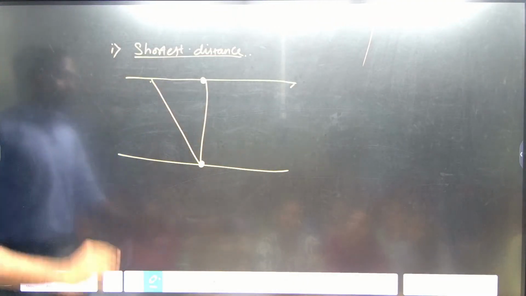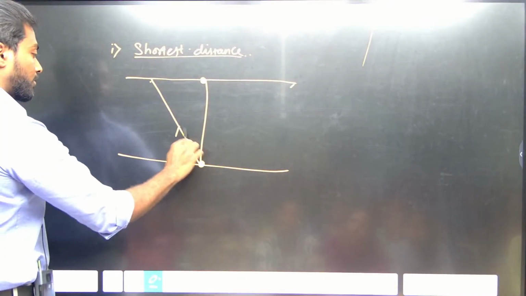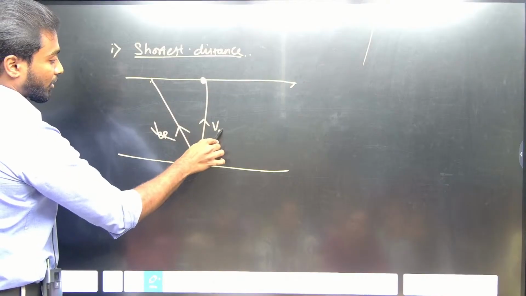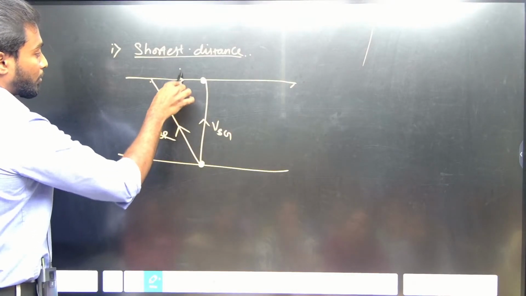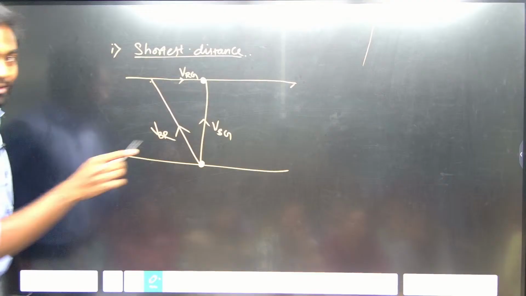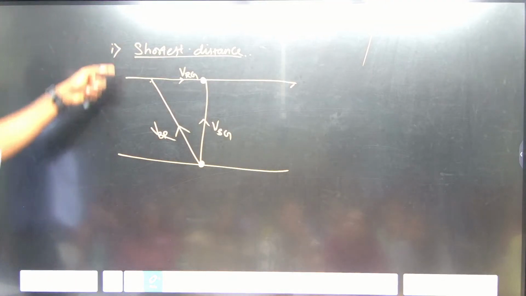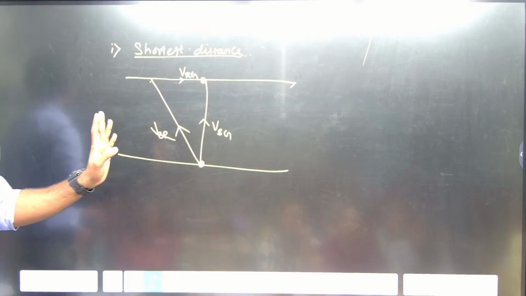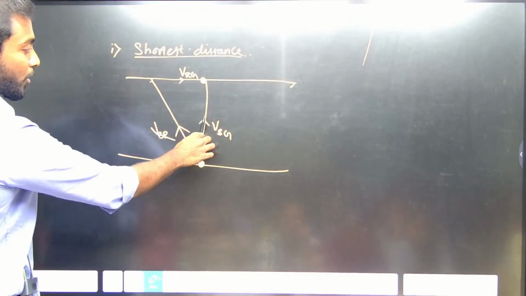So I have started like this, which means this is my velocity of the boat with respect to river, velocity of the boat with respect to ground, velocity of the river with respect to ground. Our diagram, the same terminologies as before, but the diagram only is different. Yes, no? I have started like this, I am going in this direction.